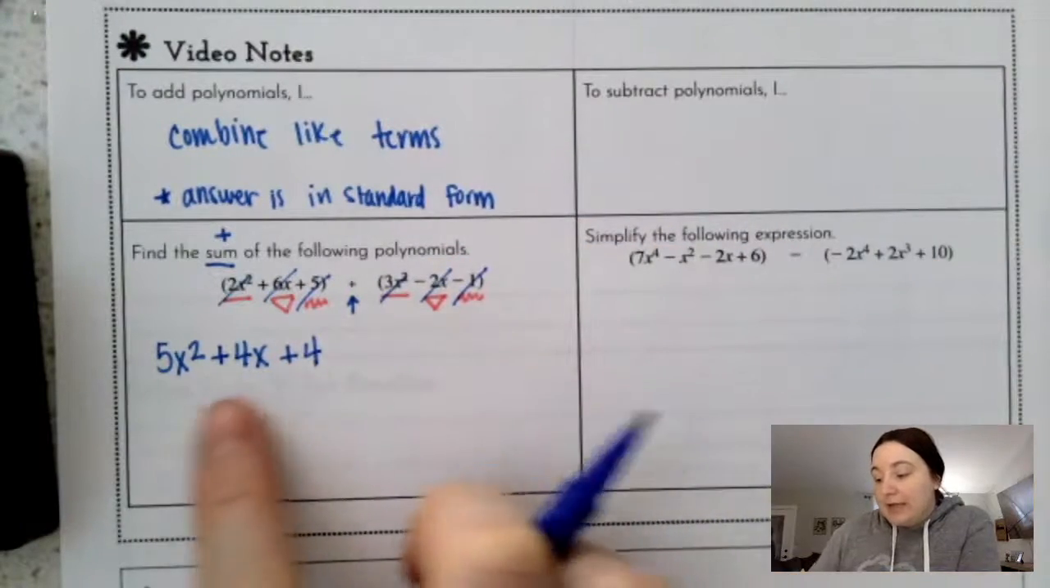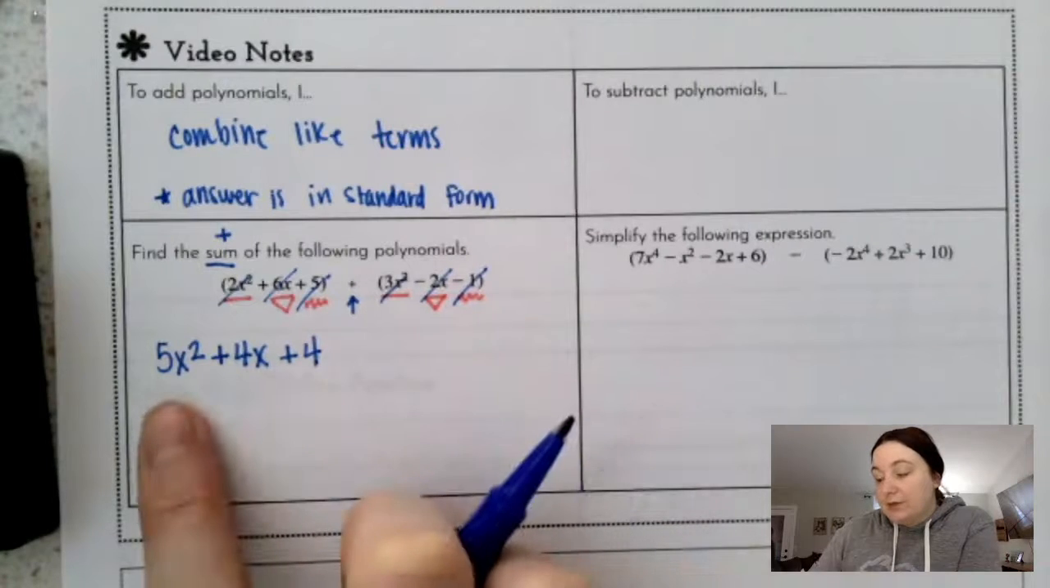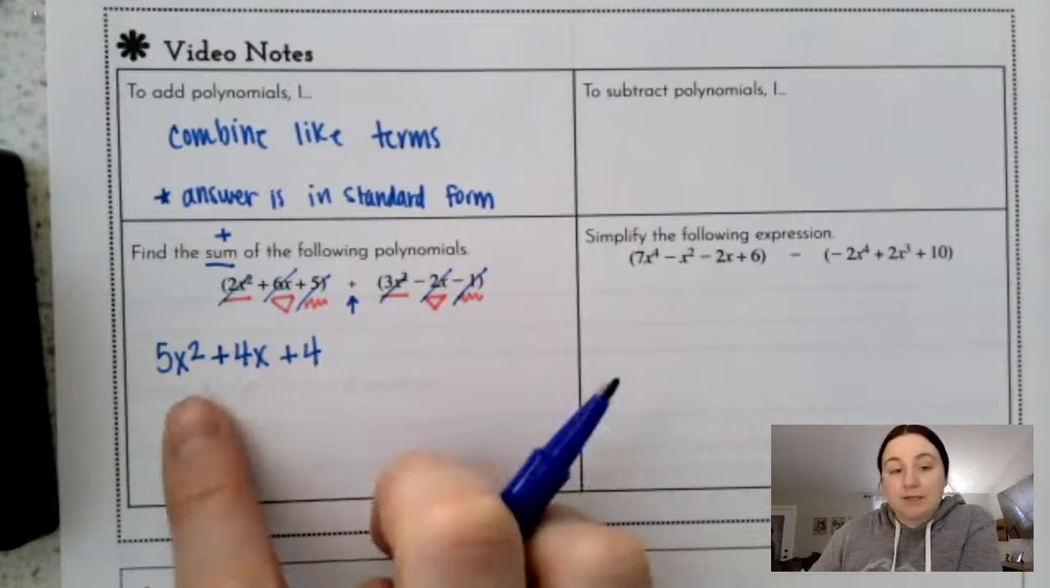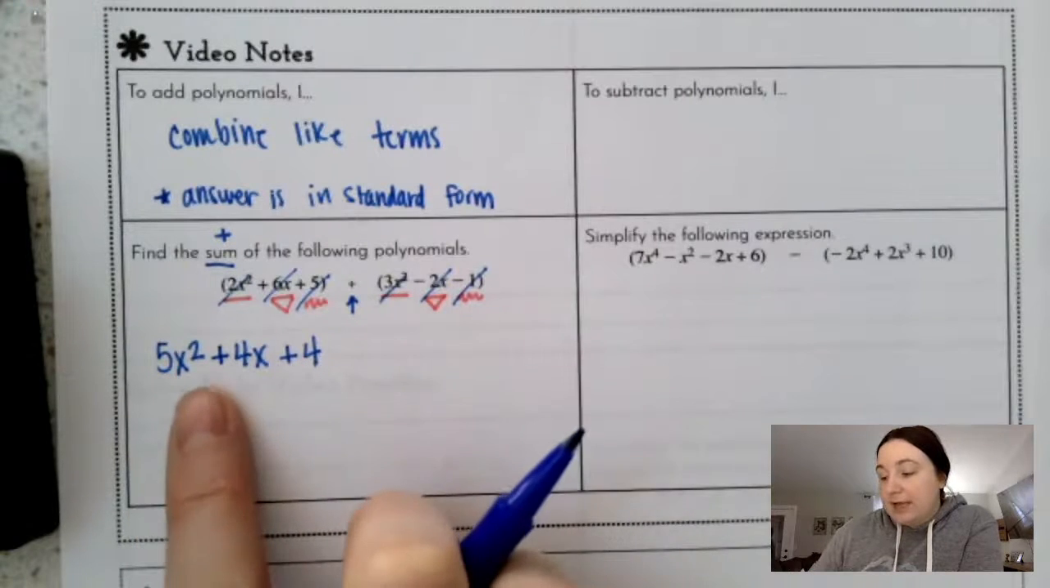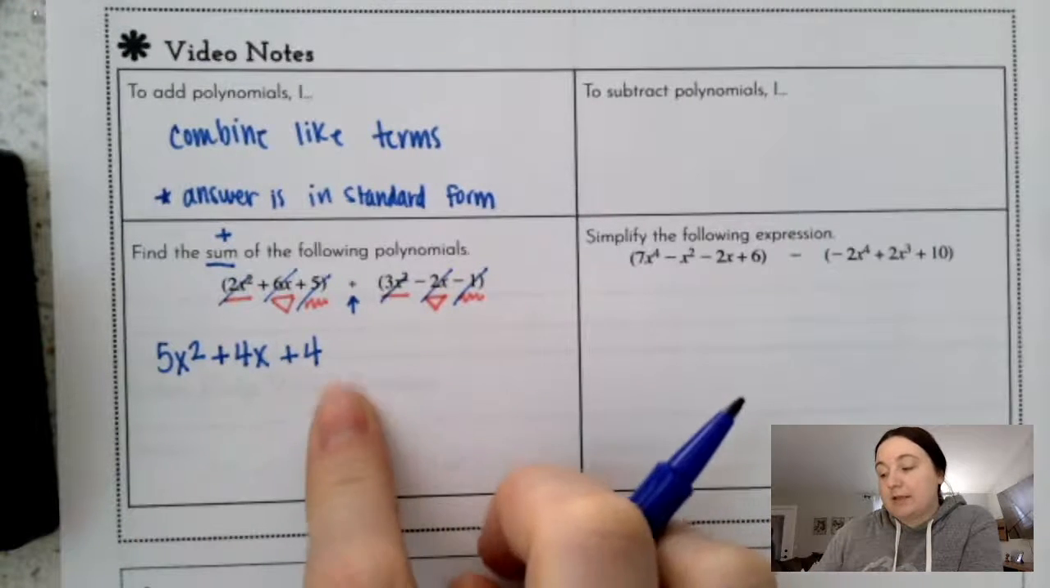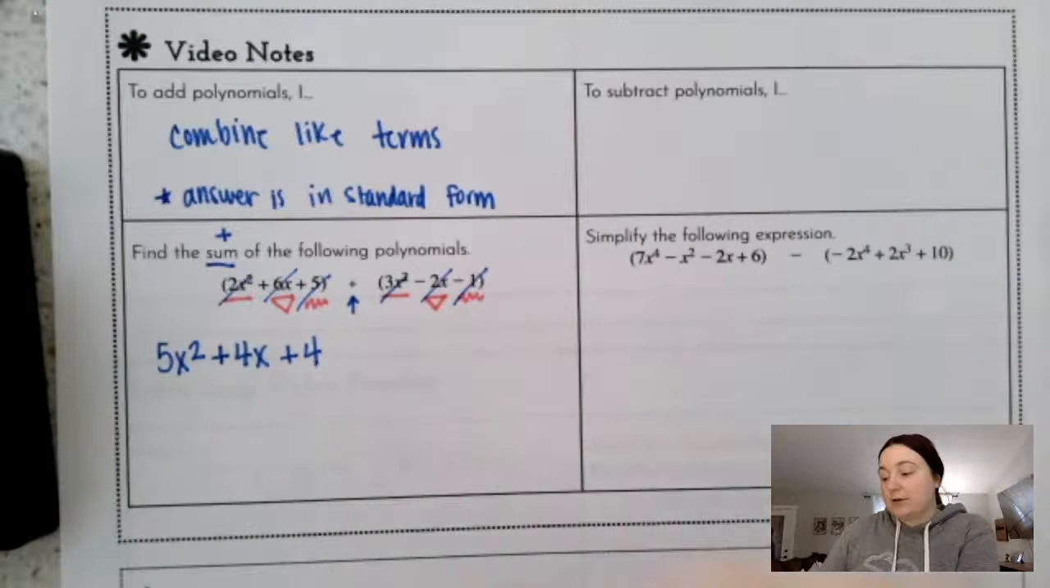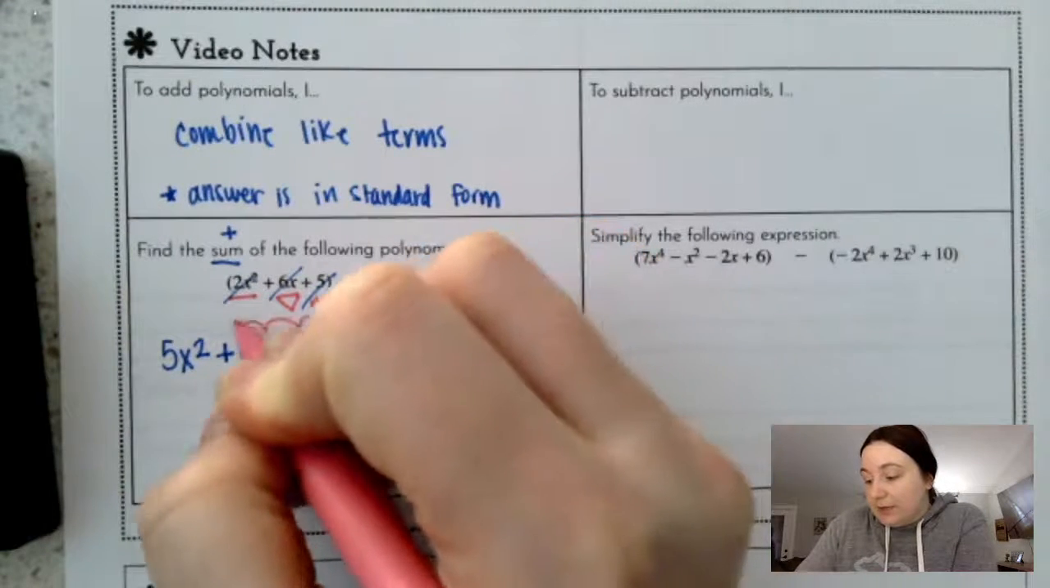And now once I have combined everything, so you see I've used everything, I want to double check to see if this is in standard form. So highest exponent to lowest. And you can see I have an x squared and then an x and then my constant. So this is in standard form, which makes this my answer.